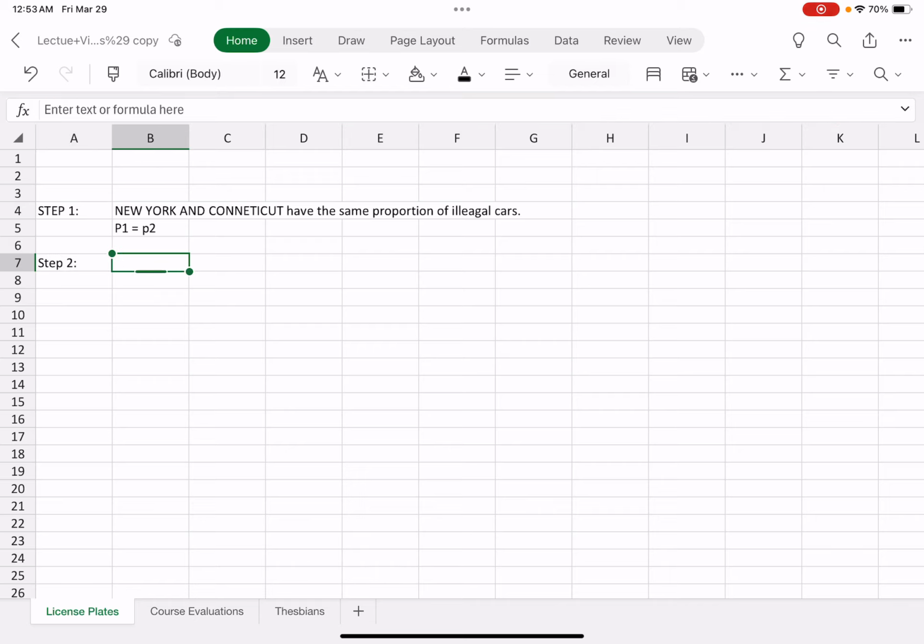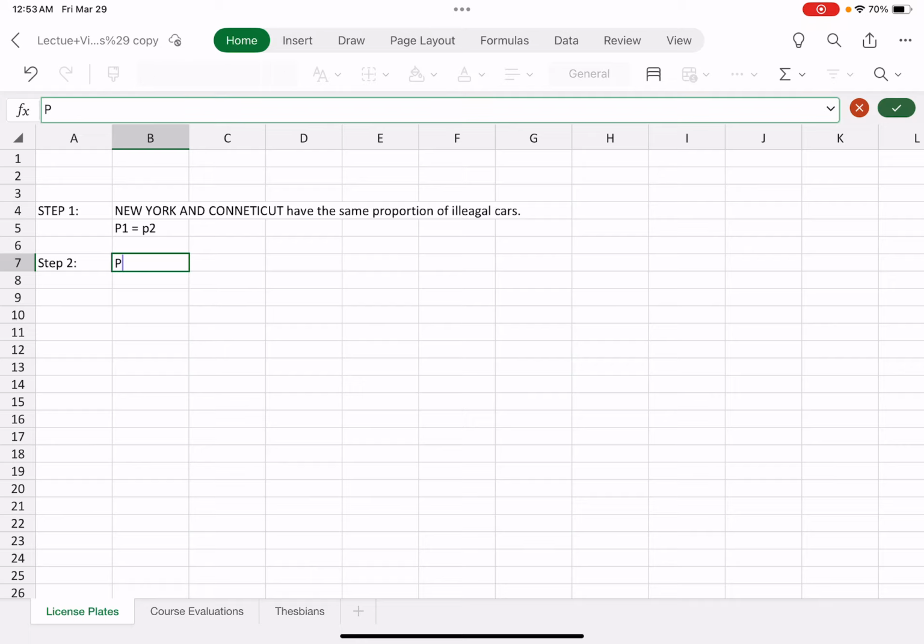All right. Step 2. What's the opposite of that? It's not saying that Connecticut has more or New York has less. It's saying that they're equal. And so the opposite of that is that P1 does not equal P2.